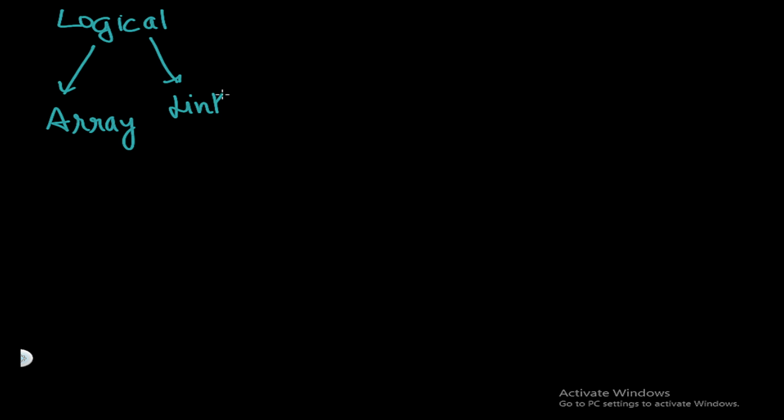Now, in many parts of the video, I always say that there are two logical data structures. One is array, and the other one is linked list. So there are two data structures which are logical. Now, how can we implement DQ with the help of these two logical data structures? That is our question.